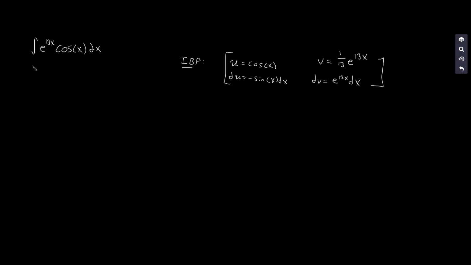Now I can write out the formula for integration by parts below. And now I'll do u, which is cosine of x, times v, which is 1 over 13 times e raised to the power of 13 times x. And I'll subtract the integral of v, which is 1 over 13 times e raised to the power of 13 times x, times du, which is negative sine of x.